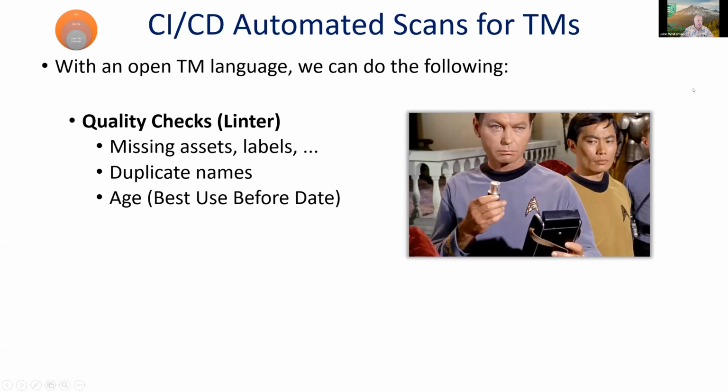Number one, we can do things with the threat model file itself. We can write a linter for it. We can look in the file and do things like, oh, it's missing assets. Why does your threat model have no assets? Or some labels are missing. Maybe we see things like duplicate names. Or we can even look for the age of the threat model and that best use before date. We can do that as well. And these are quality checks, as we call them.